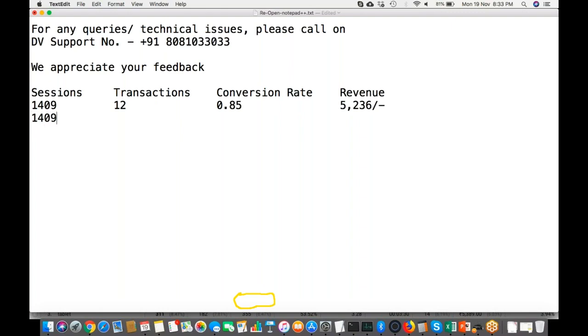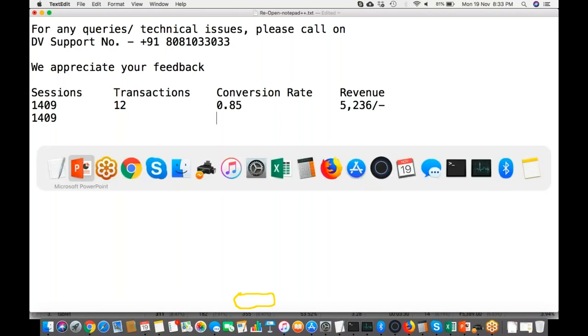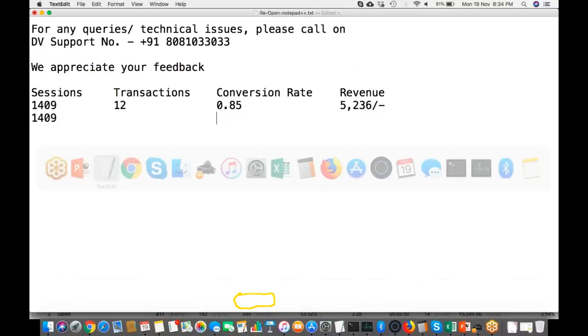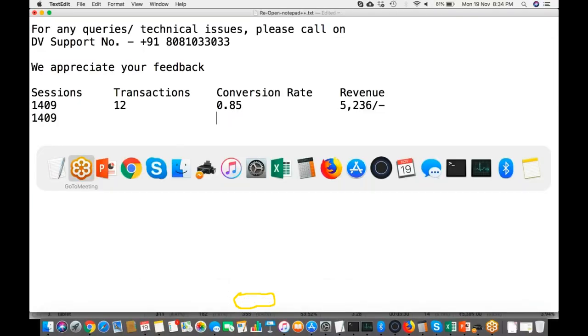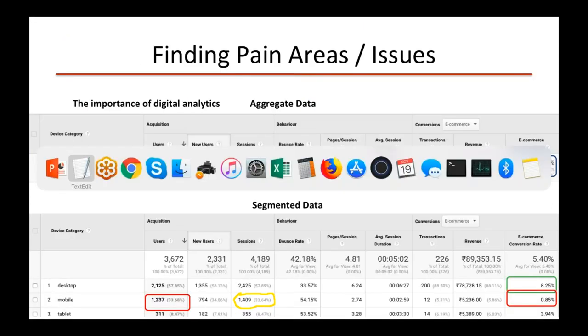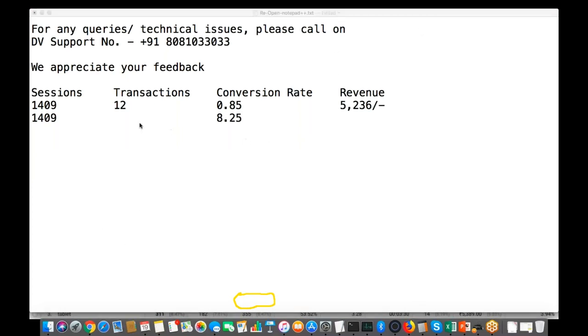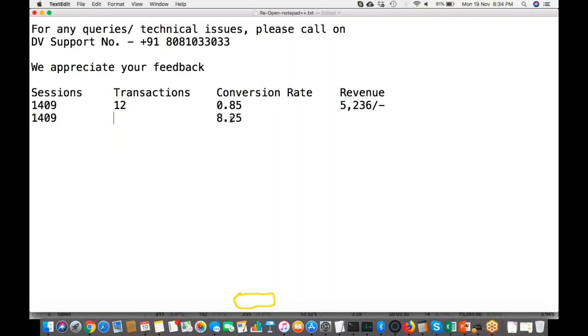Now, with the same numbers, if you start converting at the desktop rate, 8.25%, if your mobile traffic starts converting at 8.25, which is desktop's conversion rate, how many transactions will you have? Calculate that. 8.25. Okay. How many transactions will you have if you start converting at 8.25?